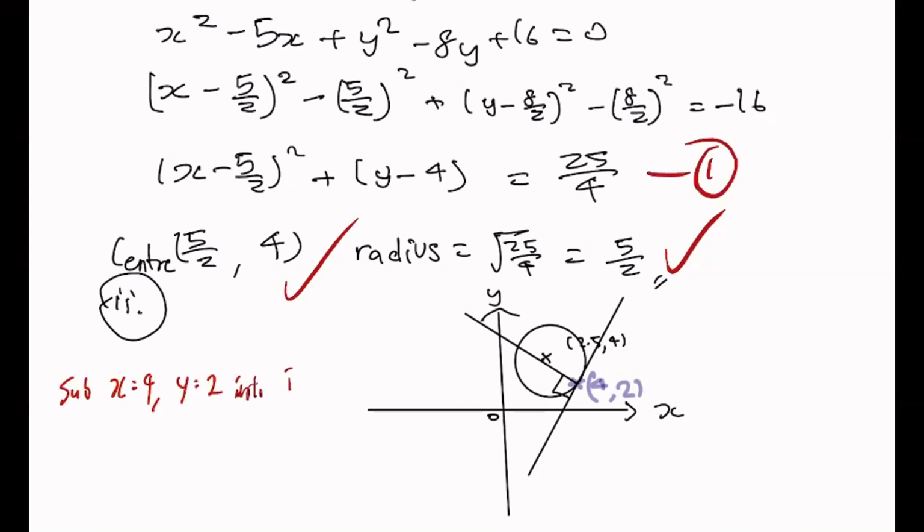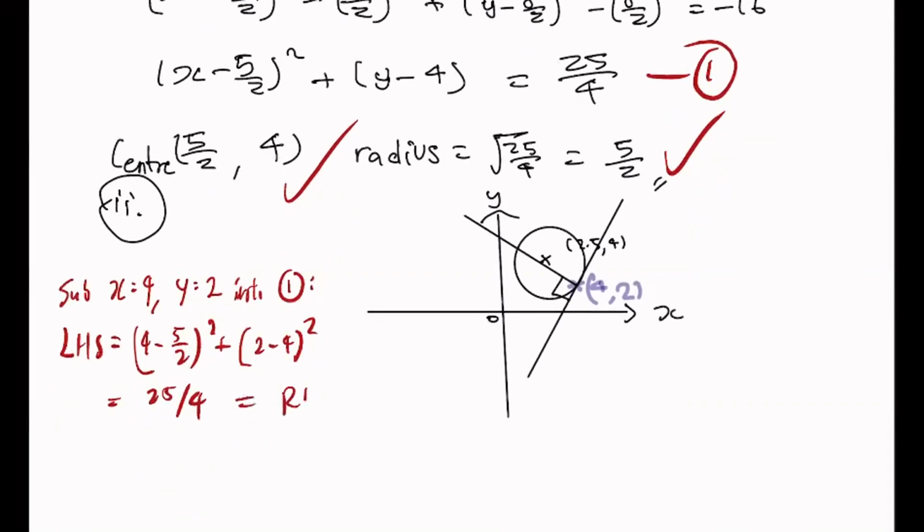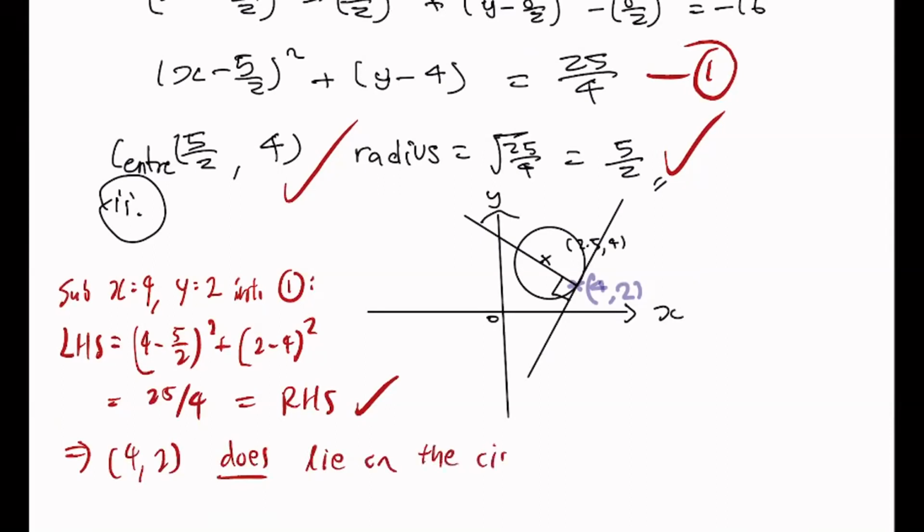Sub into equation 1. Then we check the LHS. This will be 4 minus 2.5. Never mind, just copy word for word and use a calculator. 4 minus 2.5 bracket square plus 2 minus 4 square. You get 25 over 4. Then is it the same as the RHS? Yes. So this implies that the point (4, 2) does lie on the line. I mean, on the circumference of the circle.